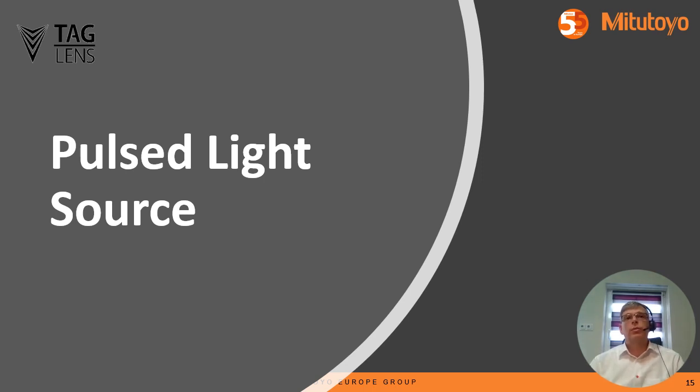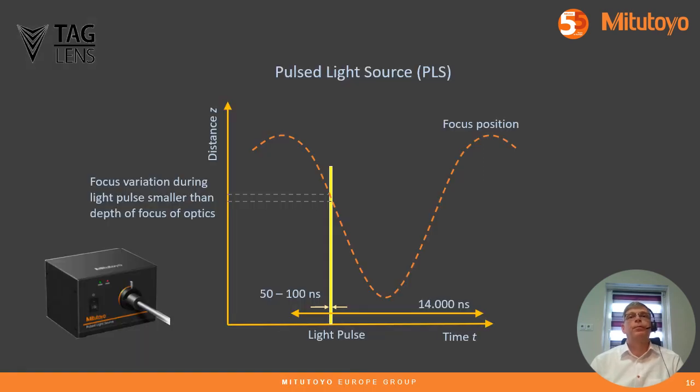So now we talked a lot about the TAG lens and how it can be used with standard light sources, CW light sources. Now we switch to the pulsed light source. What is a pulsed light source, PLS? The pulsed light source, specially designed for the TAG lens, generates very short pulses.